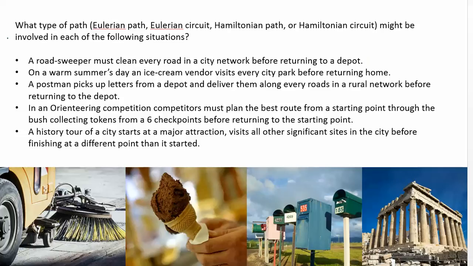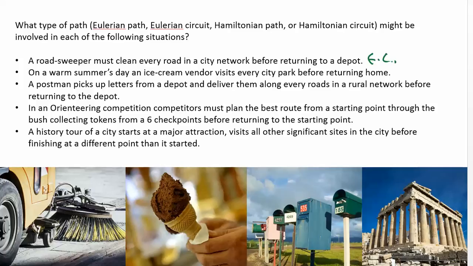In each of the following scenarios presented, you're asked to consider whether it's an Eulerian path, Eulerian circuit, Hamiltonian path, or Hamiltonian circuit. Now, for the street sweeper, I'm assuming that he starts and finishes at the depot, so that would be an Eulerian circuit.